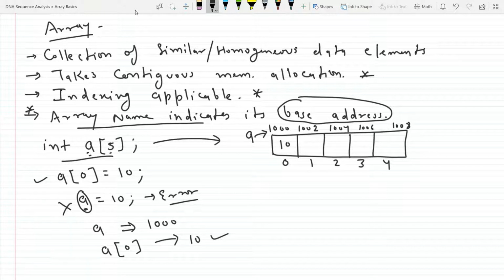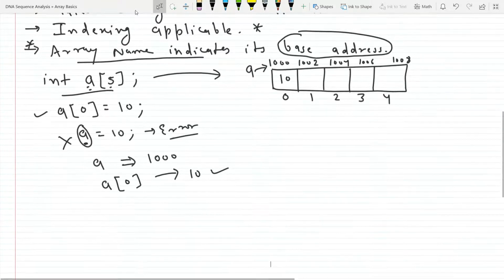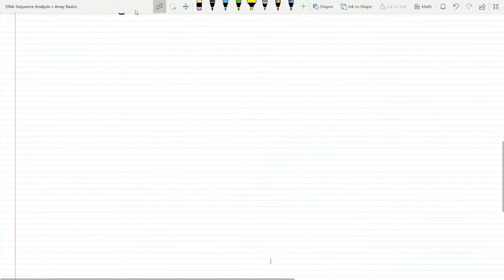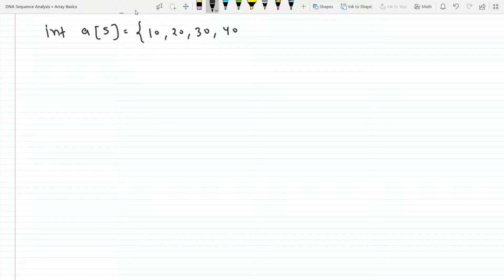Now let us look at this concept in more detail. Pay attention very carefully. Let us assume I am writing integer a of 5 equals, so this is declaration as well as initialization. I am also storing the values in that array: 10, 20, 30, 40 and 50. So this statement is declarative as well as initialization.